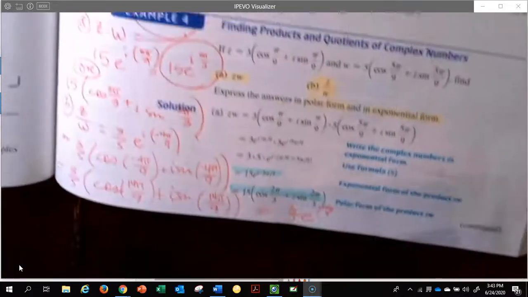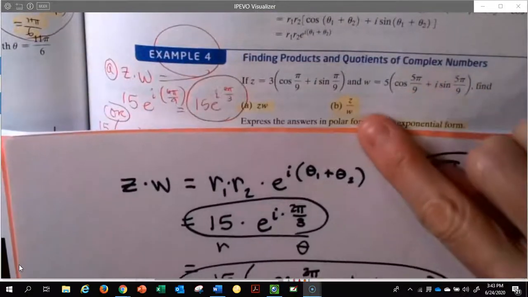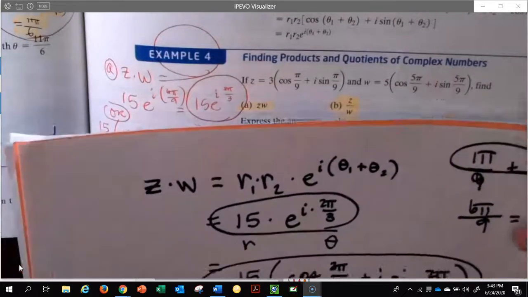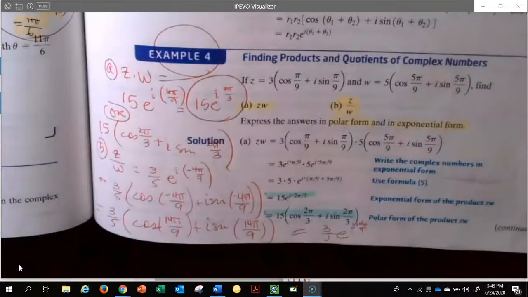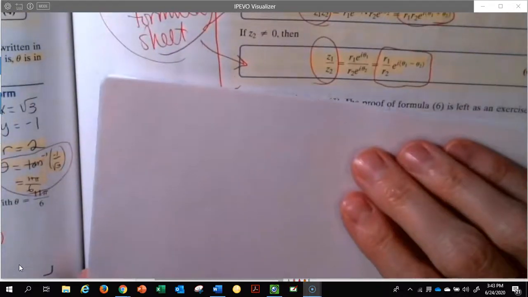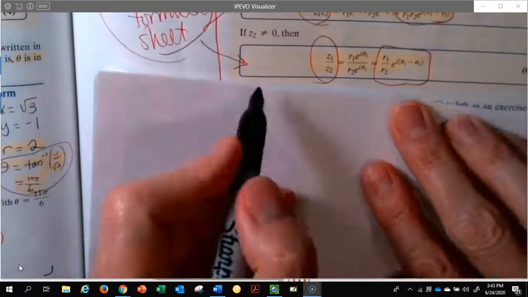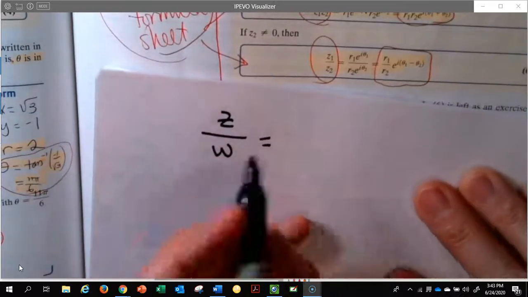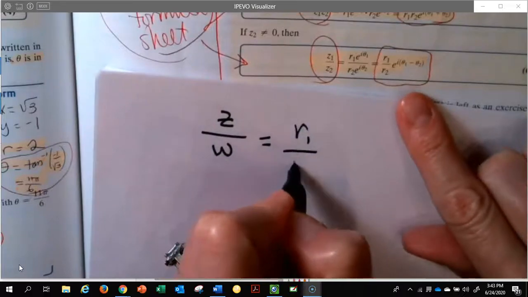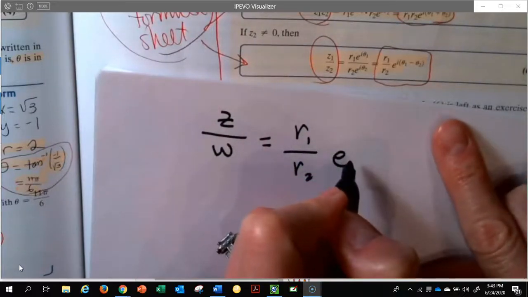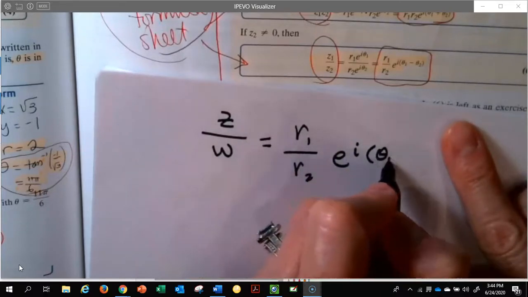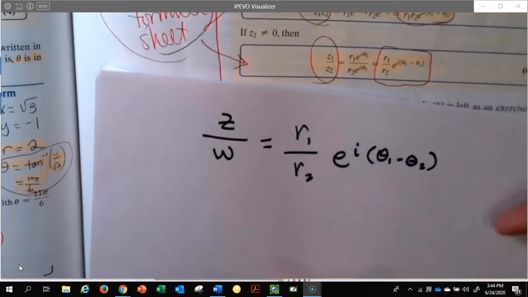But wait, there is more. It also asked us to do the quotient and leave those answers in polar and exponential. So I'm going to go back up here to our formula. Since our formula for the quotient is also an exponential, we have z complex divided by w complex, and we're supposed to take our r's, e to the i, and we're going to divide our r's, and we're going to subtract our thetas.